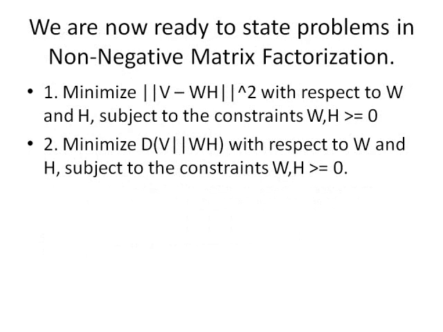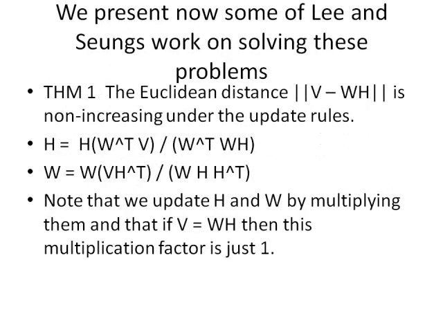We're now ready to state problems in non-negative matrix factorization. The first problem is to minimize the Euclidean norm with respect to H and W. That is, we range over all H and W, which are non-negative matrices, and try to minimize that Euclidean distance. The second problem is to minimize the divergence of V from WH with respect to all W and H greater than or equal to 0.